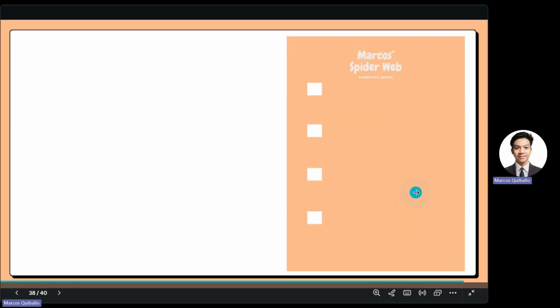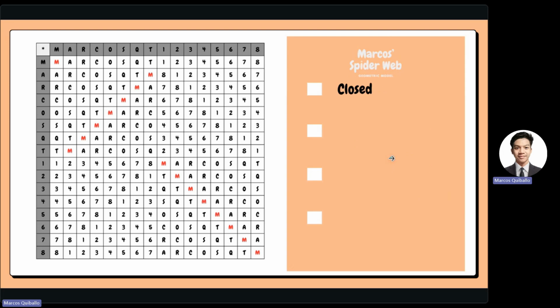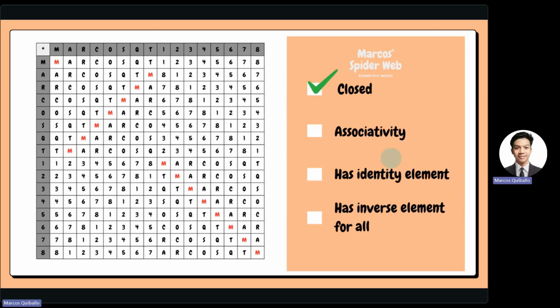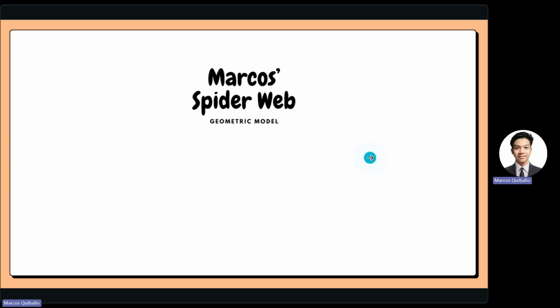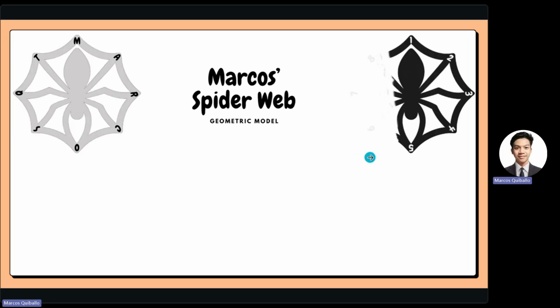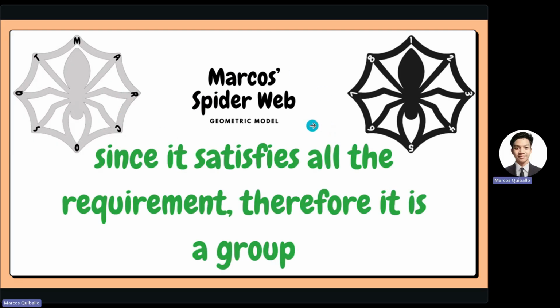So again, our table here is closed. It is associative. It has an identity element, which is letter M. And based on our verification we did earlier, it has an inverse element for each element. So our group table and our geometric model, which is Marcos spider web, satisfy all the requirements, therefore it is a group.